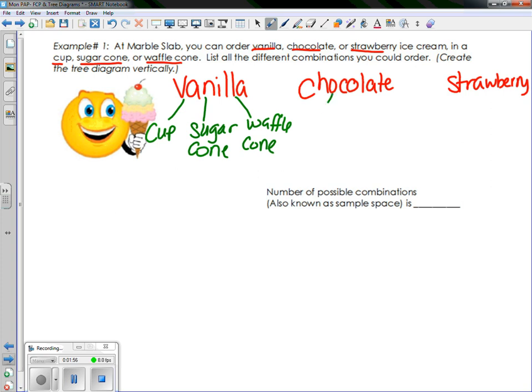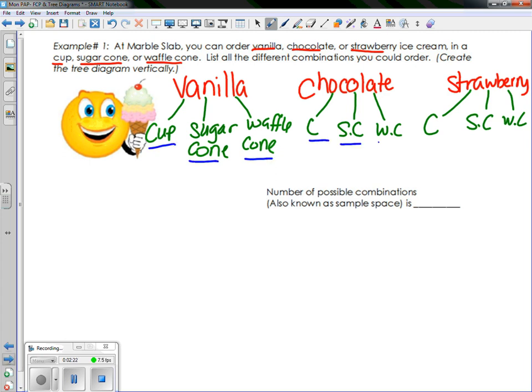For the chocolate, I could put it in a cup, I could put it in a sugar cone, or I could put it in a waffle cone. For the strawberry, I could put it in a cup, a sugar cone, or a waffle cone. Now, I want to know the possible outcomes. Well, there's 1, 2, 3, 4, 5, 6, 7, 8, 9. 9 different outcomes that I could get for the ice cream.